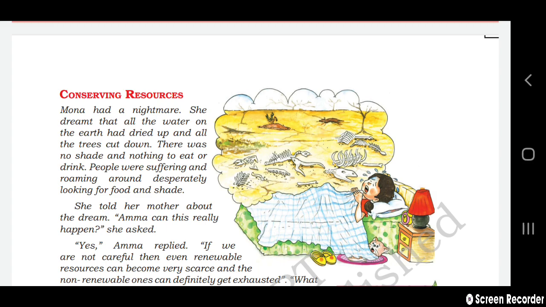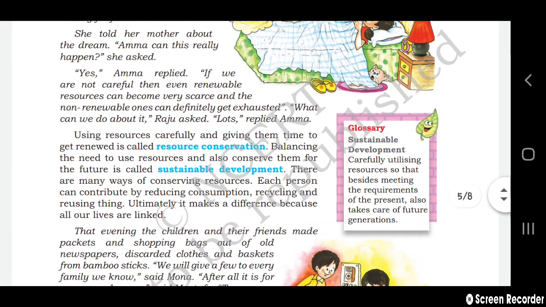People were suffering and roaming around desperately, in search of food, shade and water. After she woke up in the morning, she told her mother about this dream. "Amma, can this really happen?" she asked her mother. Her mother replied, "Yes, it can happen."